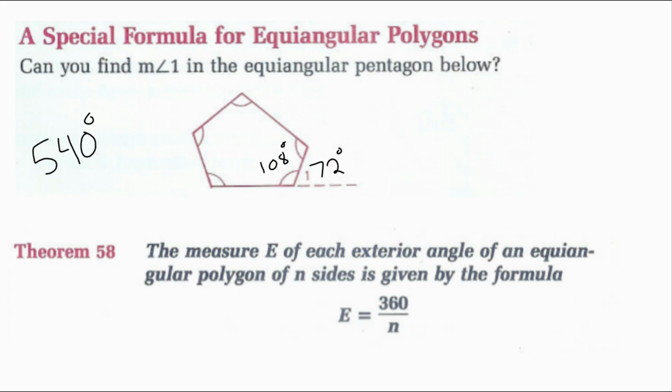Theorem 58. The measure E of each exterior angle of an equiangular polygon of n sides is given by the formula E, so the exterior angle measure, is equal to 360 divided by n. Because I know the sum of the exterior angles of any polygon is 360 degrees, and then I divide it by the number of sides of my equiangular polygon. So E equals 360 divided by n will give me the measure of the exterior angles of my equiangular polygon.